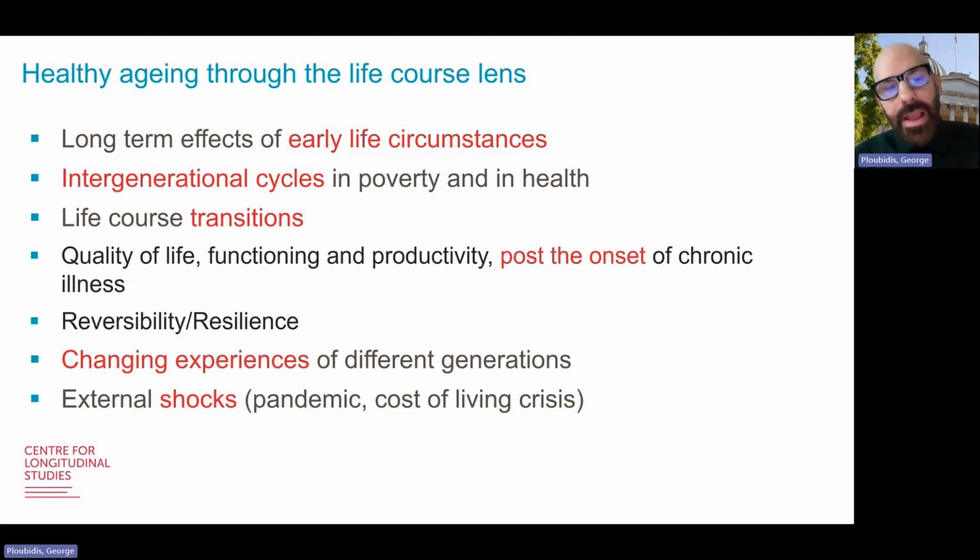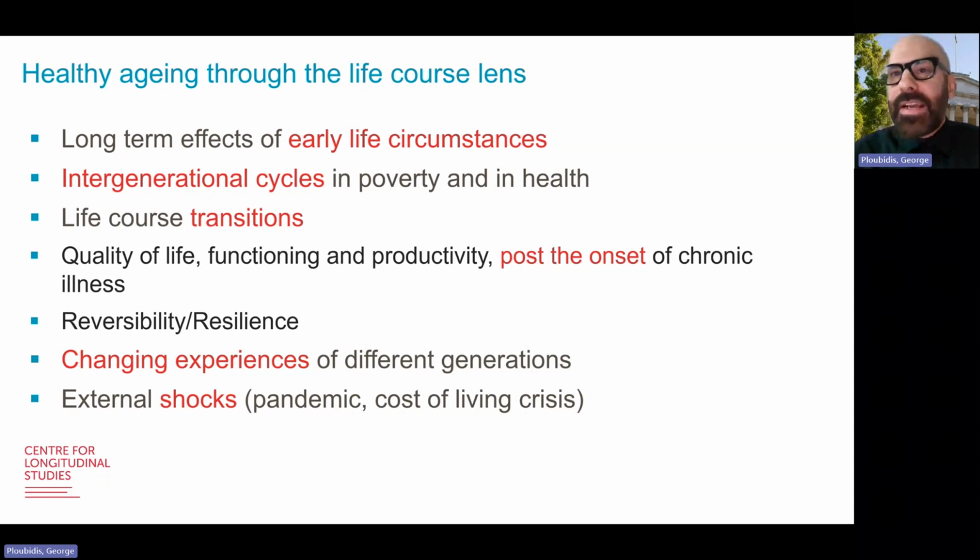And there is another area which sometimes is neglected when people are thinking about birth cohorts and life course data. Having available information over people's lives is a very good resource to understand the impact of external shocks.